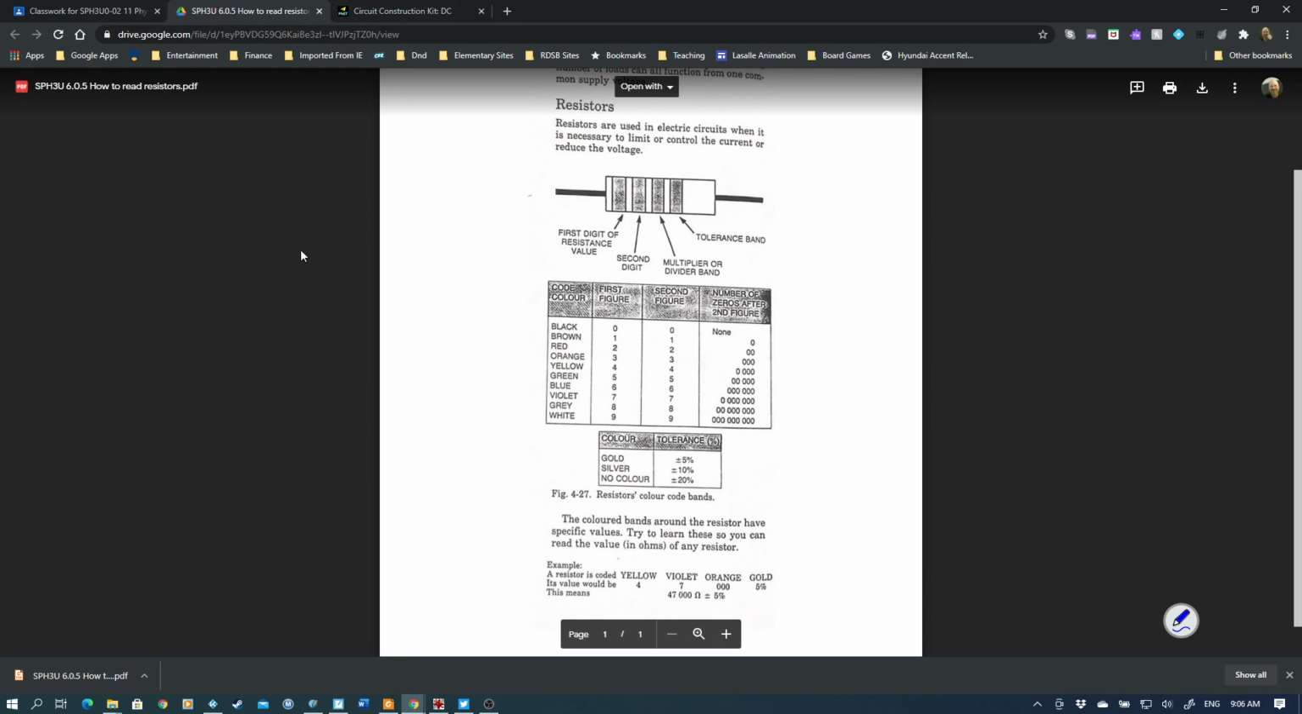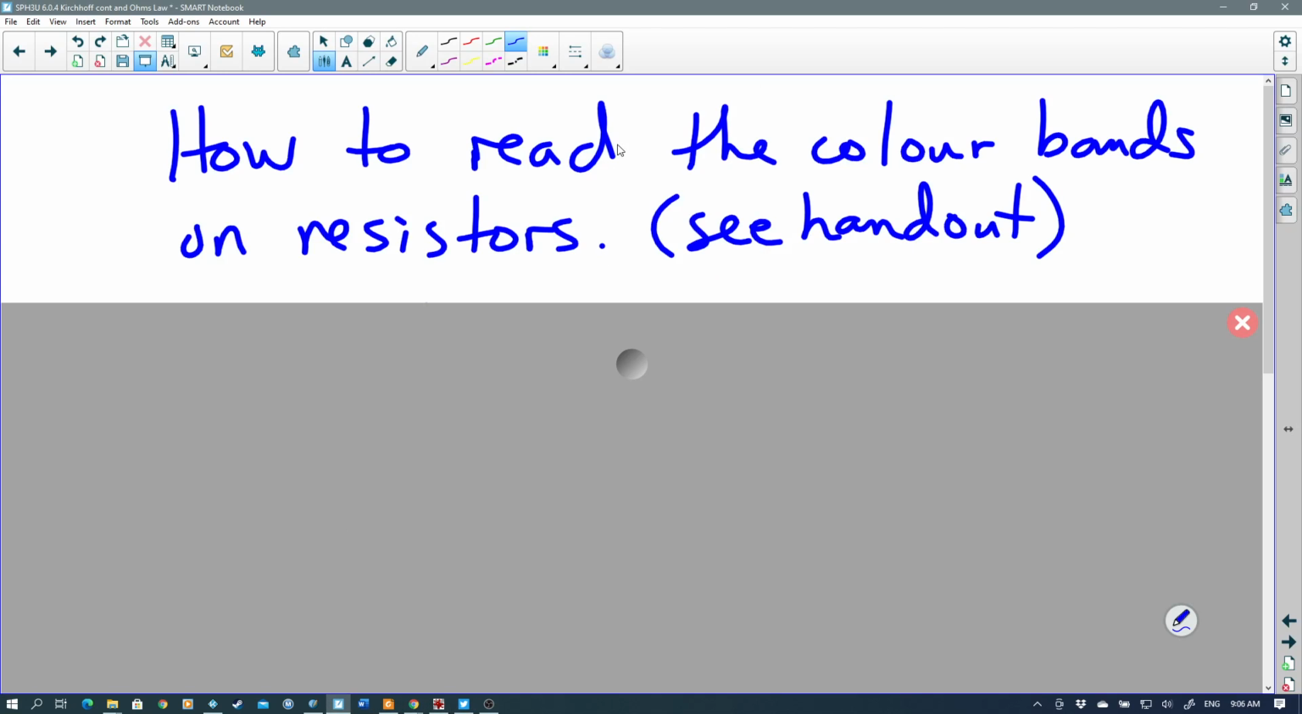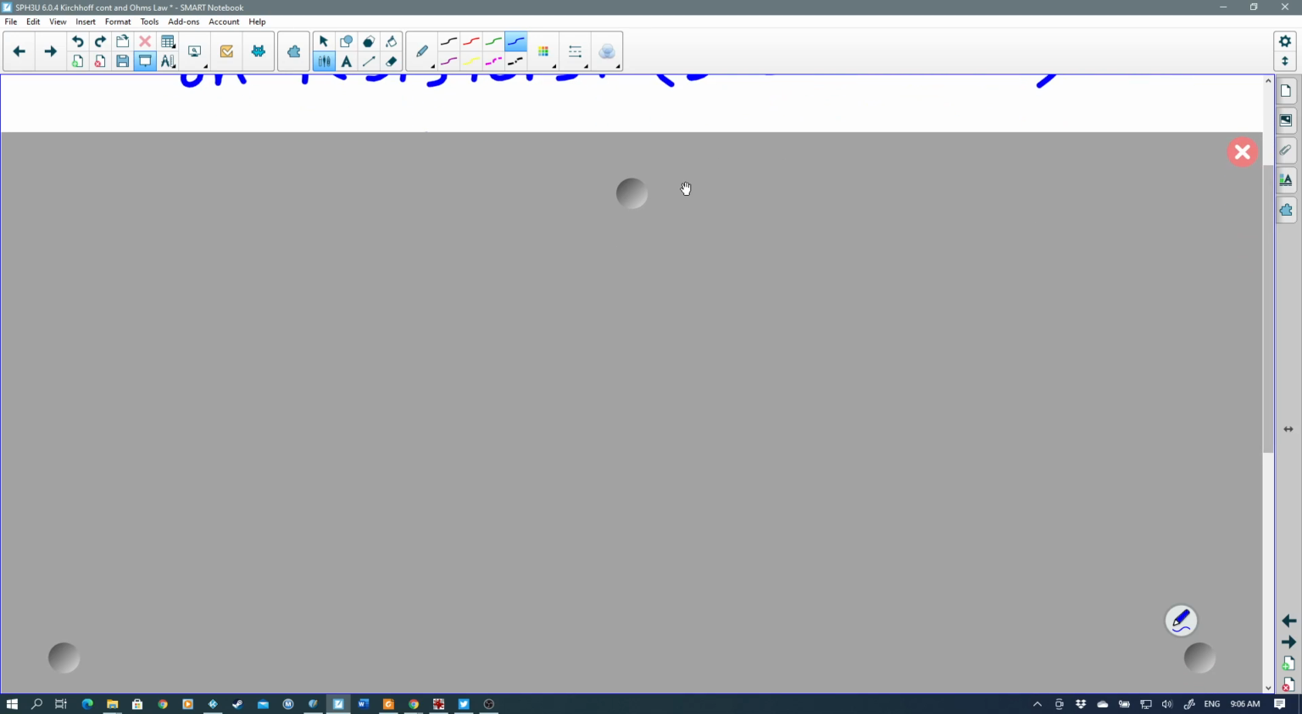So I just wanted to briefly discuss that because you probably saw it during the lab. And if you're interested in it, you can do a little bit more research if you ever need to know what the different colors mean.